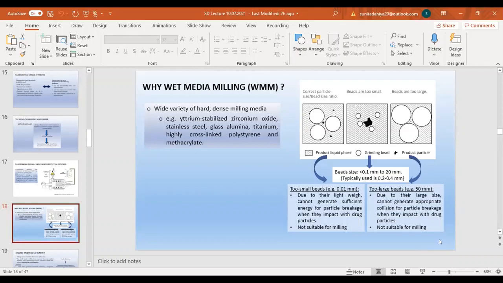When you use very large beads, because they are larger in size, they cannot generate appropriate collisions for particle breakage. There may be collisions between the beads rather than between the bead and the drug particle. Right? So that very big size also is not suitable. So the bead size usually used is between 0.1 millimeter to 12 millimeters for all the applications. But if we talk about pharmaceutical applications, usually we use a bead size between 0.2 to 0.4 millimeters in a normal laboratory scale equipment.